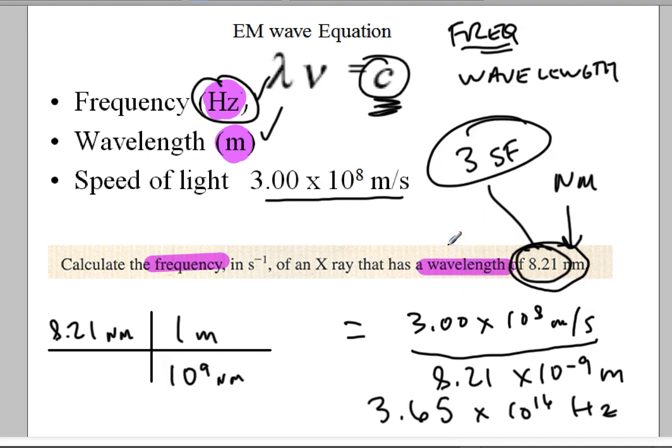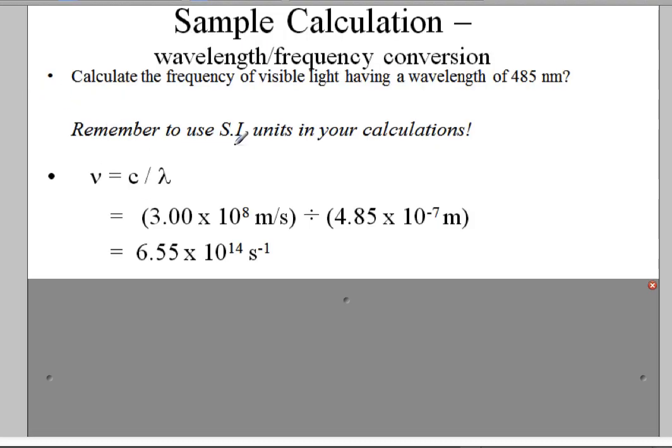So the problems when you're using the light equation really center around making sure your units are correct. Here's another example. Calculate the frequency of visible light having a wavelength of 485 nanometers. Well, the first thing I notice is frequency and wavelength are mentioned in the problem. As soon as I know that, I know that lambda times frequency is going to be equal to c.